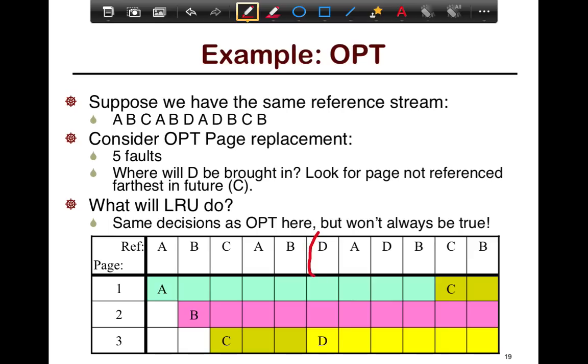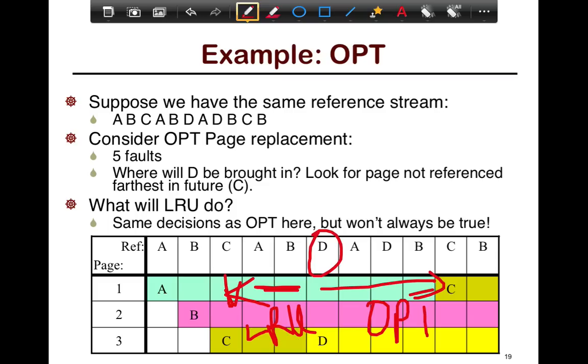For example, when you have D, it turns out that the least recently used is C because A and B were referenced. So you look backward. So LRU looks backward while OPT looks forward. Okay, that's the biggest difference. So LRU looks backward and finds the furthest reference. In this case, that's C, so it's all fine.